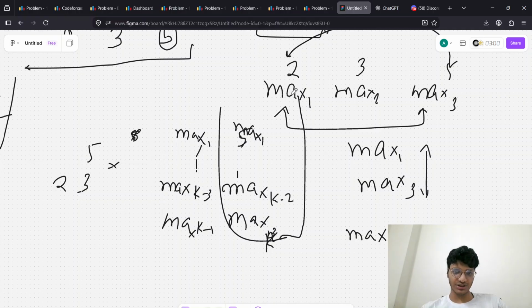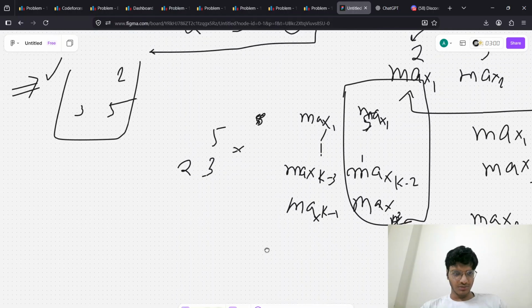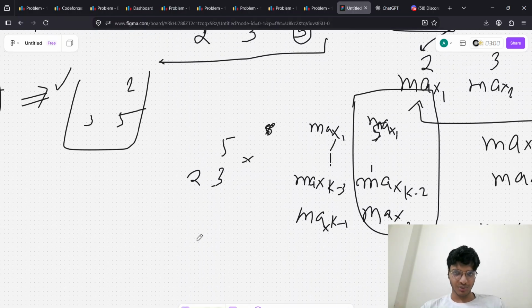We are chasing this part. We wanted to find out, if we have chosen k, then we will not choose the previous one, k minus 1, because k is the height of the shelf and k minus 1 will fit at all. So we choose k, then k minus 2, then we can choose k minus 4, like that. This is the way we will approach this problem.